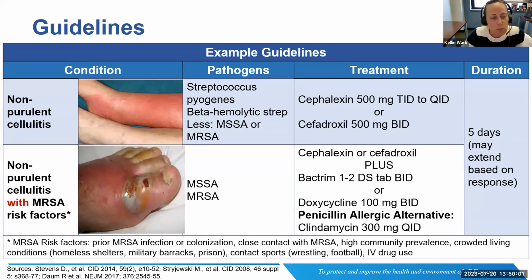If you get into purulent, that's where the staph, either MSSA or MRSA, comes in. So you target that by covering with additional MRSA coverage, with either Bactrim or doxycycline. And 5 days for pretty much all of these, although you can extend if it's not resolved at the end of that. Next slide.